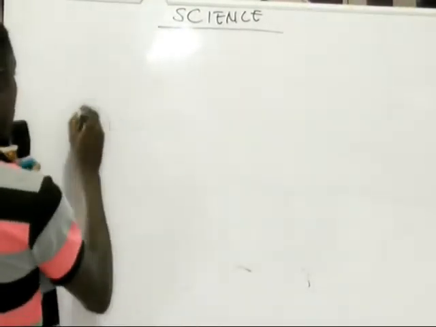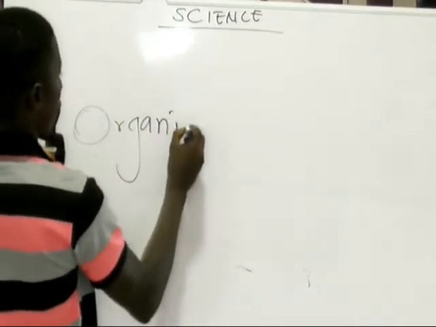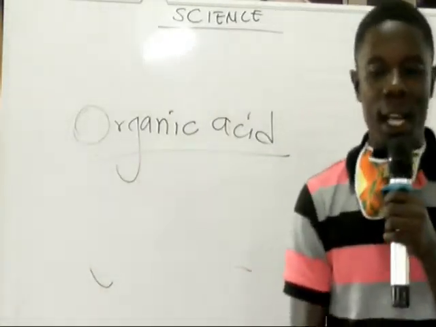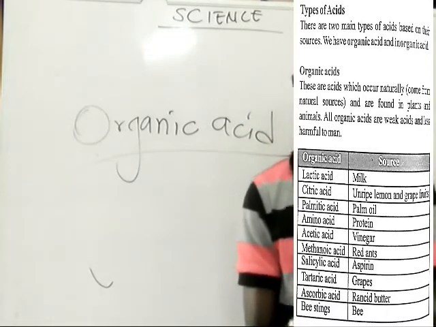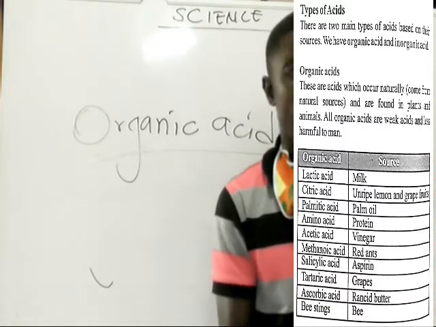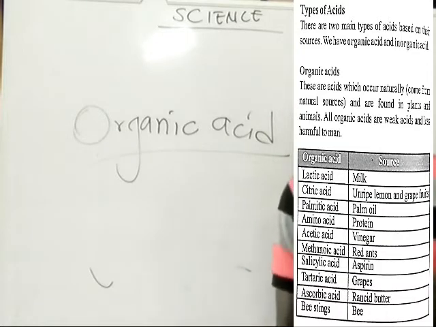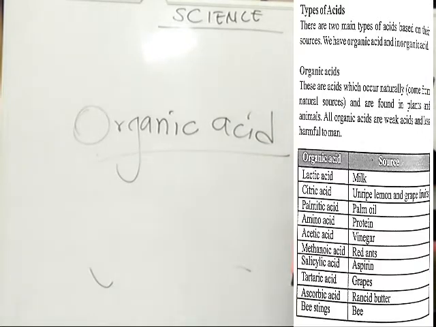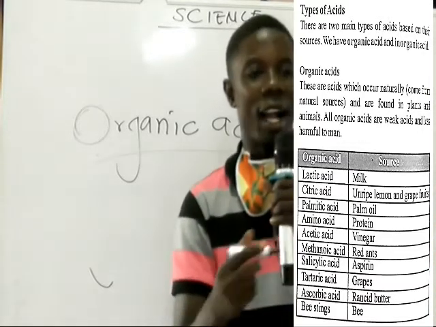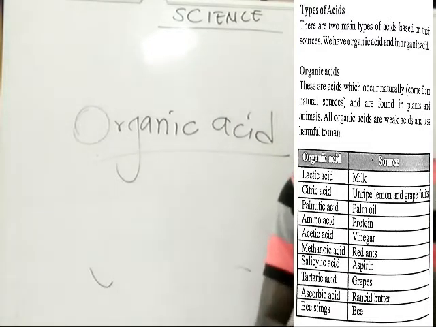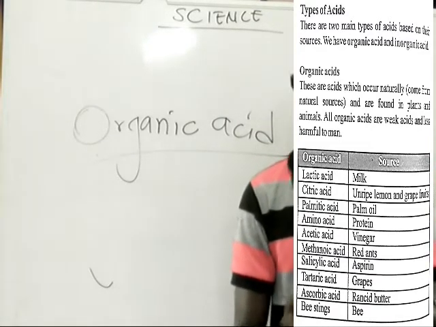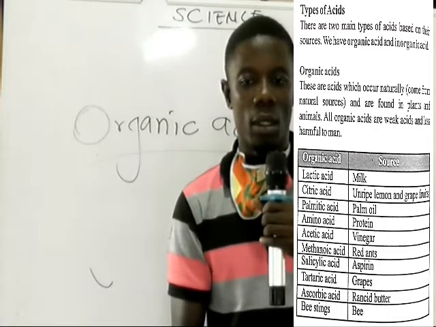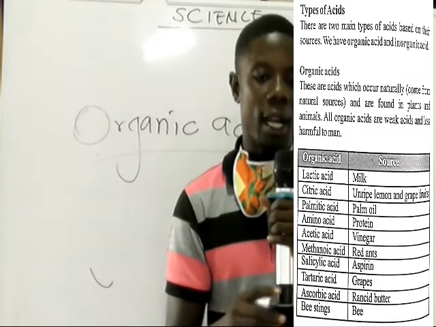The term organic acid. Organic acid is produced in nature. We can get organic acid from the food we eat. For example, the end product of protein is amino acid. This is a typical example of organic acid. This acid occurs in nature. It is not prepared in a science laboratory. You can get it from plants and animals. I want you to take note of that. Organic acid occurs in nature.